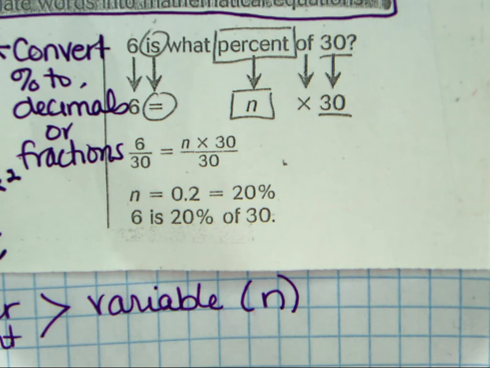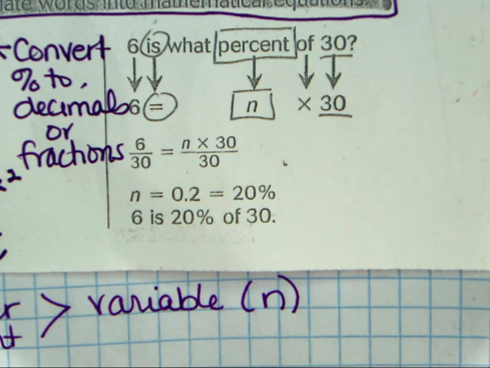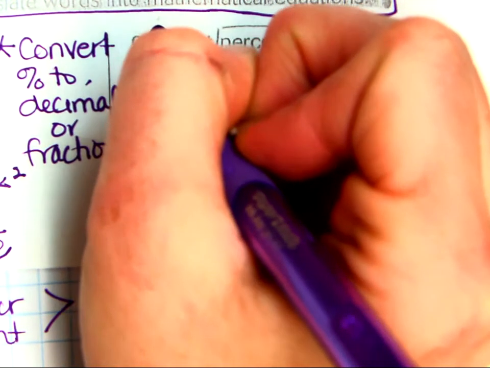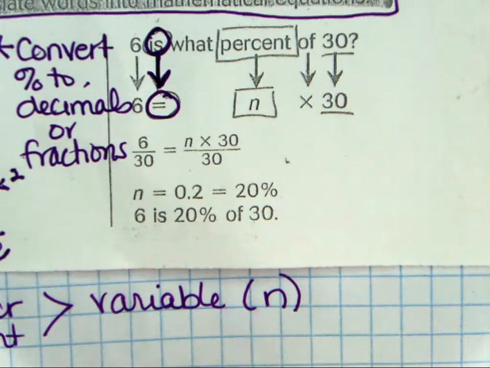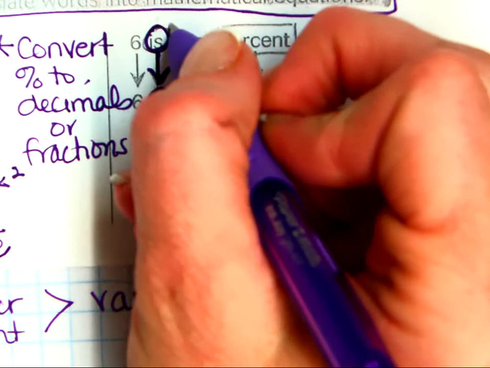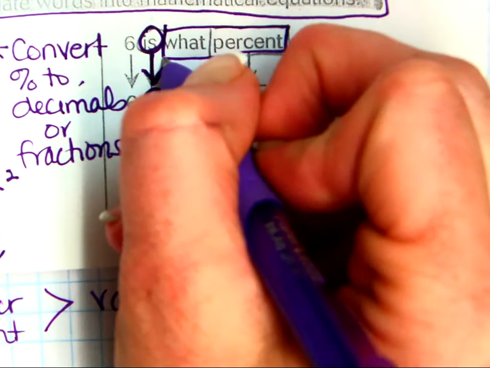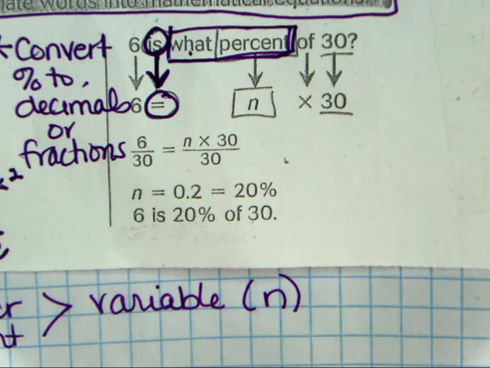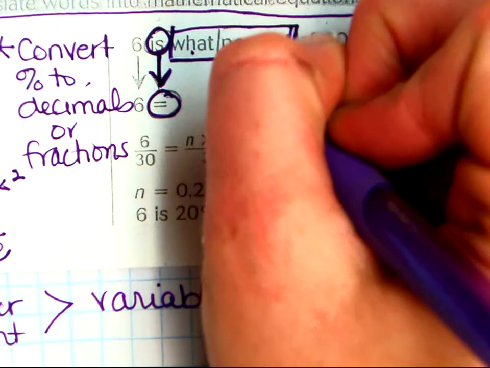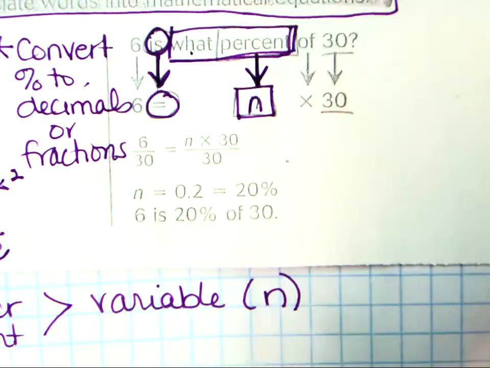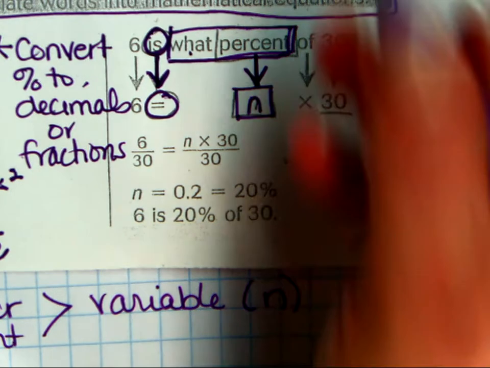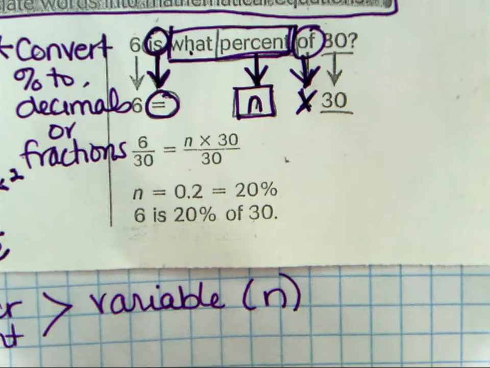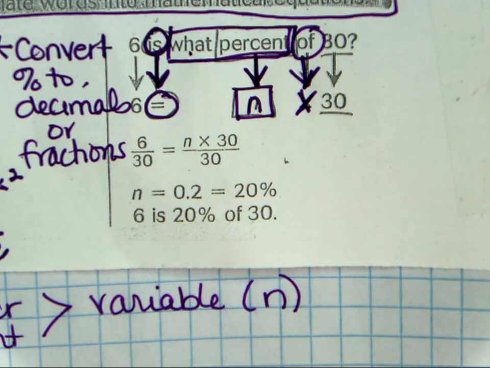And we're going to see a problem that's set up slightly different, but the words are going to stay the same. First one we see is the word is. Remember, is, we know, means equals. And then we have what percent. Remember I told you if we see what, we don't know it, it's an unknown, and it's going to be represented by a variable. Of, that's a multiplying word, put our multiplication symbol in.